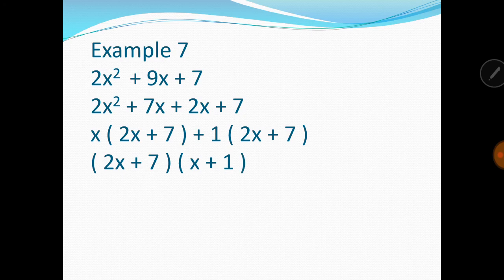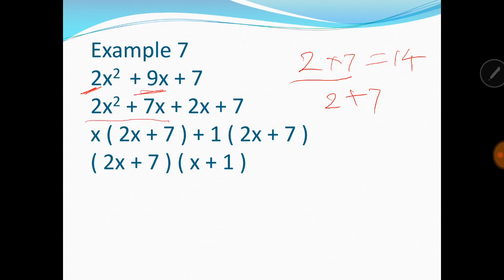This is another example where you have plus sign here, but you have a as a different number. So when you have a value something other than 1, then you multiply this a with c. So 2 times 7 is 14. Now these are the two factors. So when you have plus sign here, you add those 2. So you get 9 here.